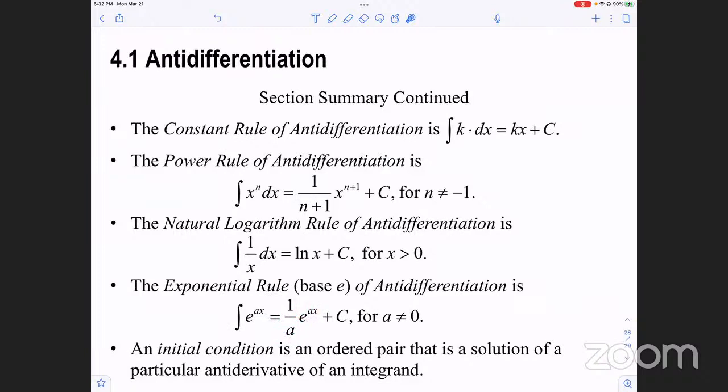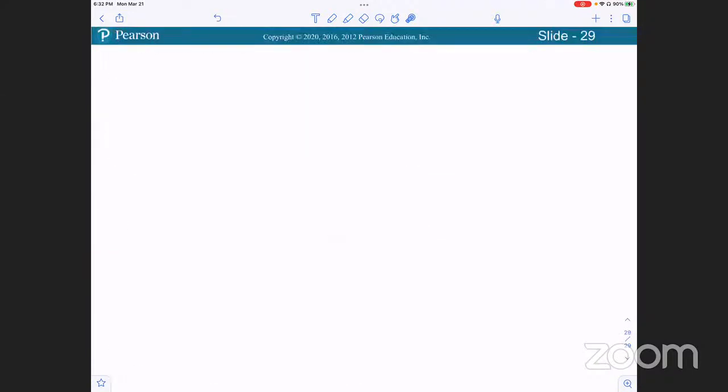And a particular antiderivative is found from an ordered pair that is a solution of it. So this last statement is basically referring to that last example that we did, where we found an antiderivative, then they gave us some more information about the original function so we can get to the specific function, okay? I think that actually gets us to the end of this section.